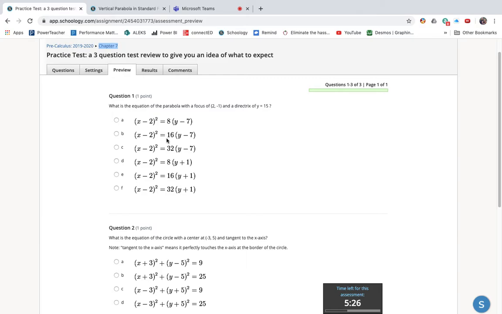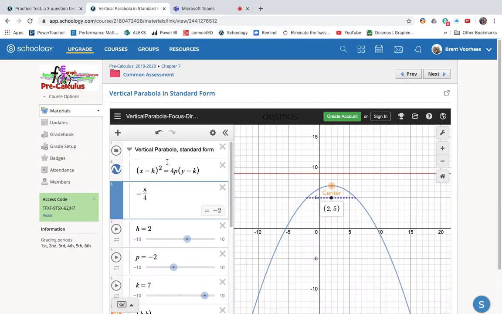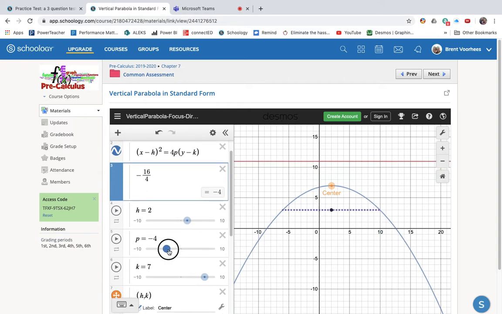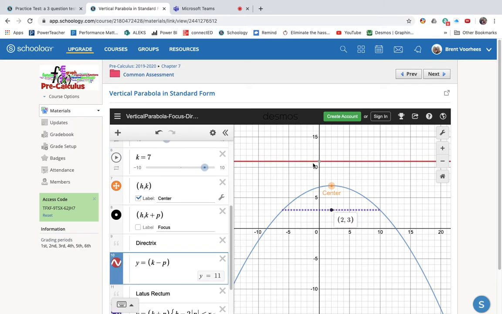Again, it'll be -16 when you open this up once I correct this. So instead of it being a -8 divided by 4, it's now going to be a -16 divided by 4. That means my p needs to be -4. So when I change this to a -4, check the picture. Is this down at 2, -1? No, it's not. Nor is my directrix yet at 15.